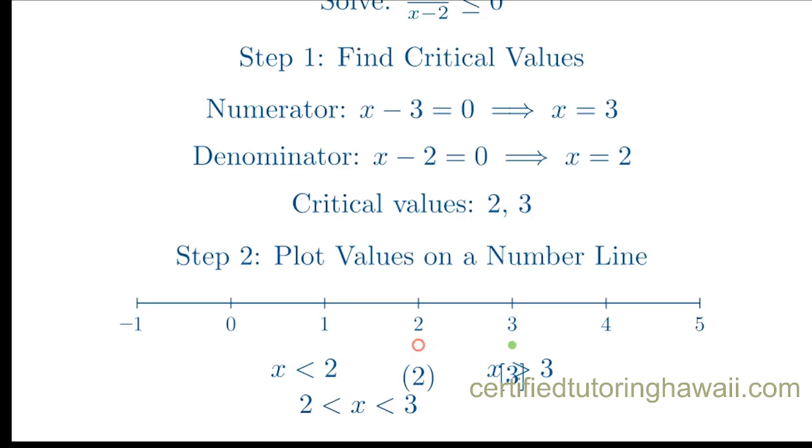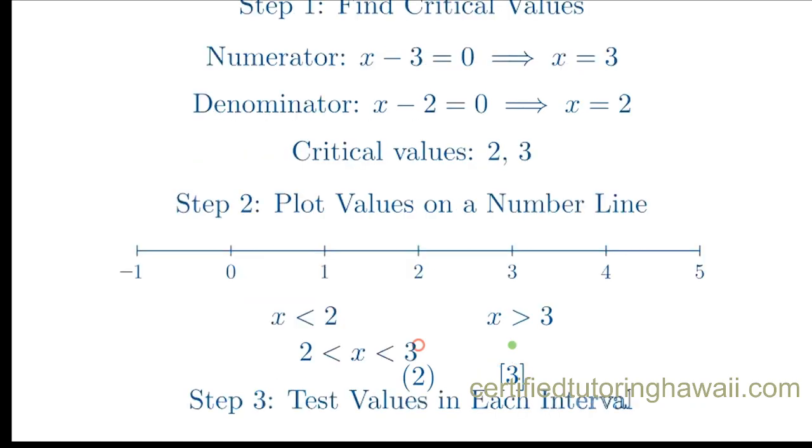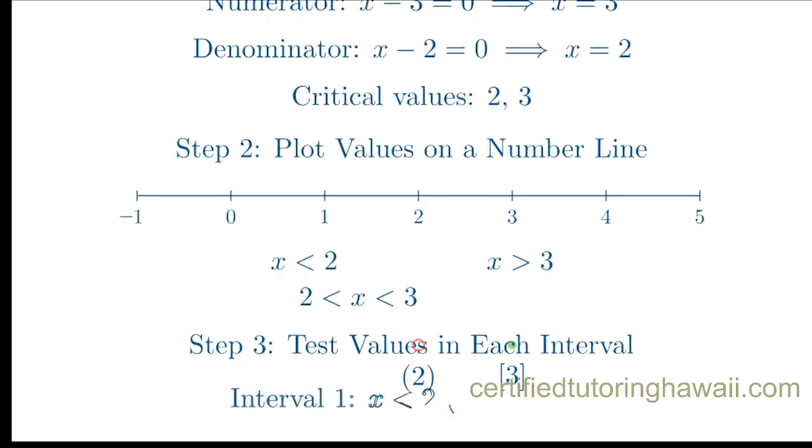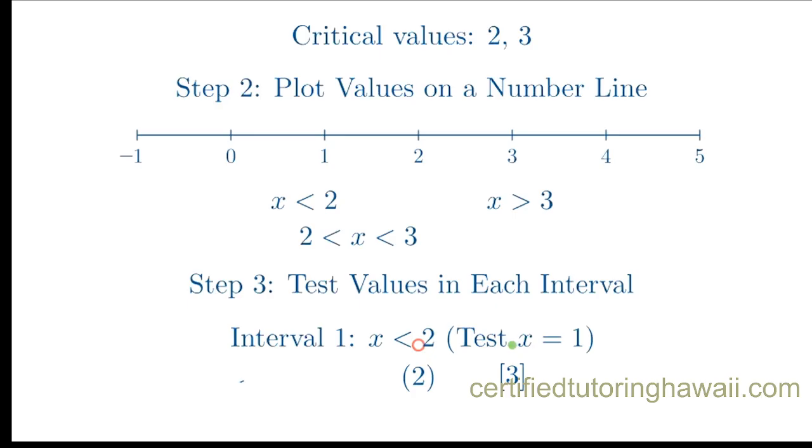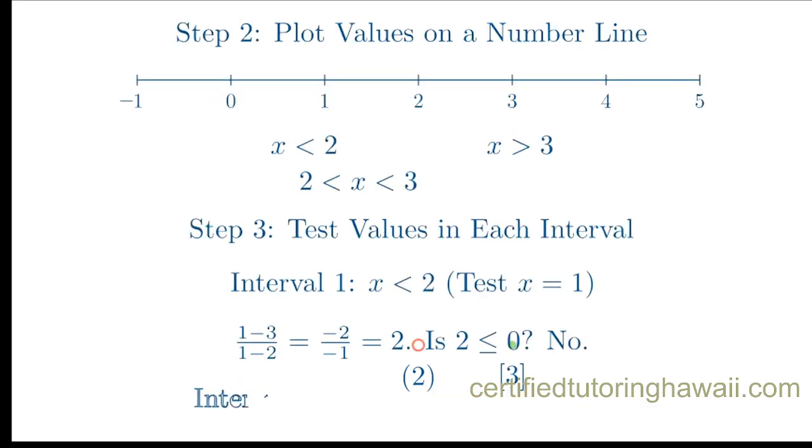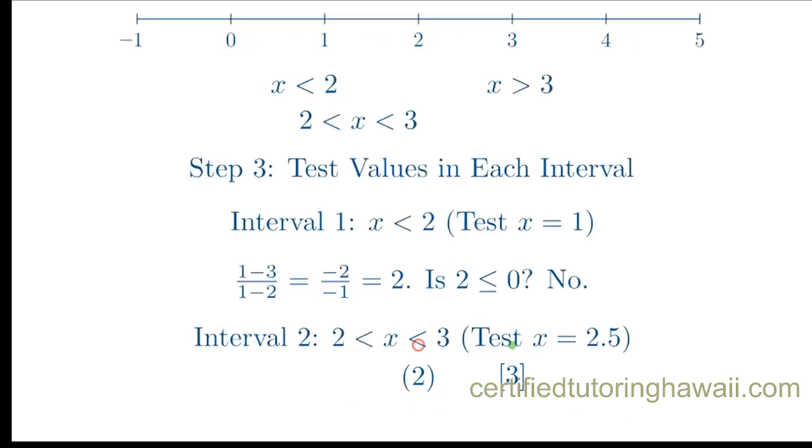Step 3. Test a value in each interval. For the interval x less than 2, let's test x equals 1. Plugging it in gives negative 2 divided by negative 1, which is positive 2. This is not less than or equal to 0, so this interval is not a solution. For the interval between 2 and 3, let's test x equals 2.5. Plugging it in gives negative 0.5 divided by positive 0.5, which is negative 1. This is less than or equal to 0, so this interval is a solution.